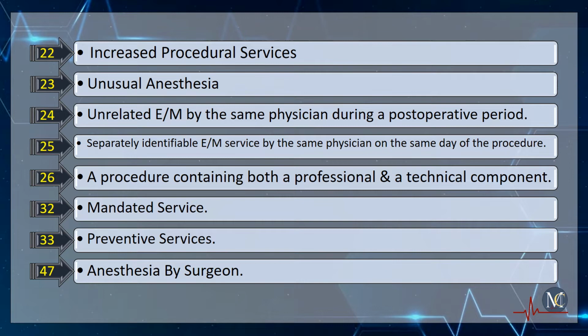CPT modifier 47 is known as anesthesia by surgeon. It is used when the surgeon administers local or regional anesthesia for a minor surgical procedure in addition to performing the surgical procedure itself. This modifier is used to distinguish the anesthesia service provided by the surgeon from those provided by an anesthesiologist or certified registered nurse.